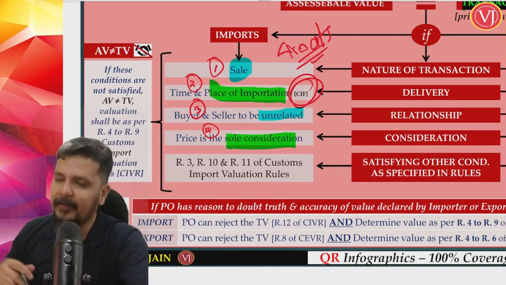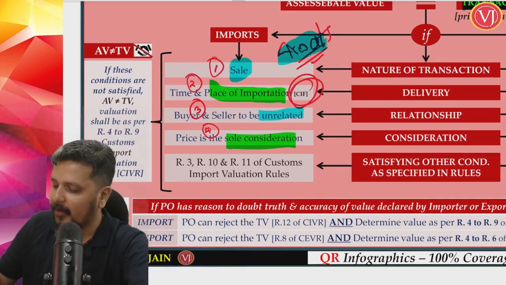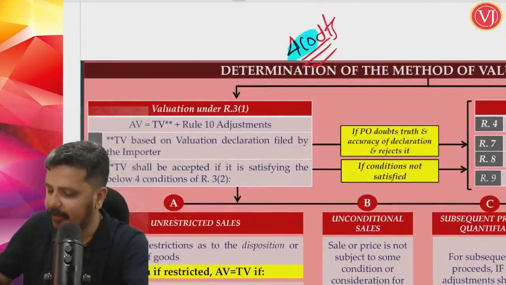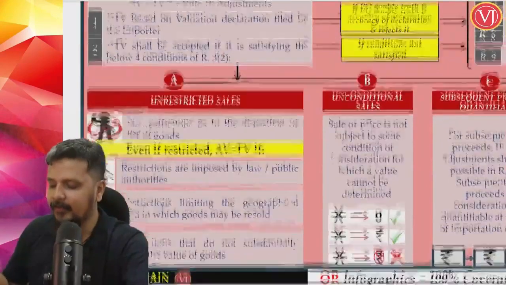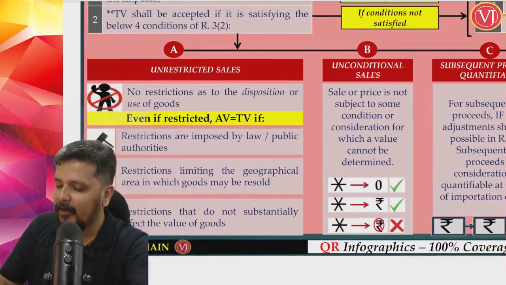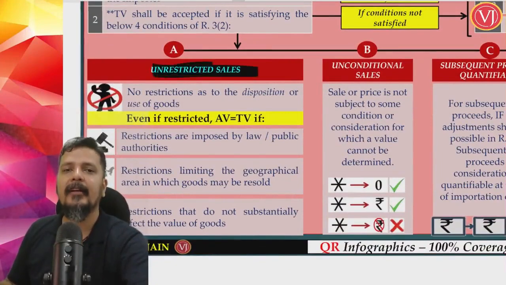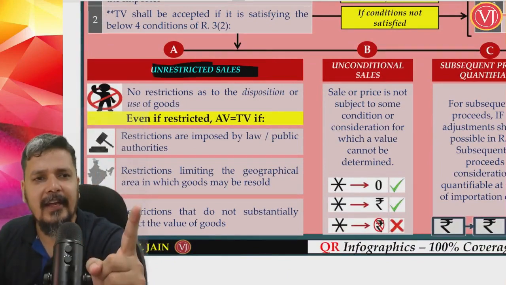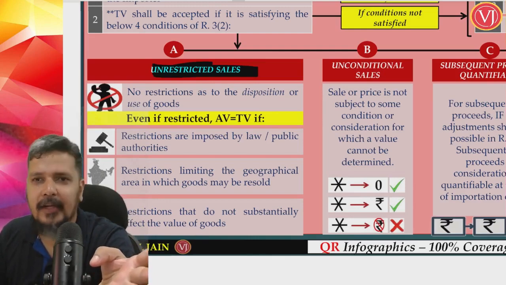Now, once you satisfy all these 4 conditions, it is not sufficient. First, you have to satisfy these 4 conditions. Next, you have to satisfy another 4 conditions. What are the another 4 conditions? The sale should be unrestricted. There should not be any restriction. What are the first 4 conditions? Sale, place of importation, unrelated, sole consideration.